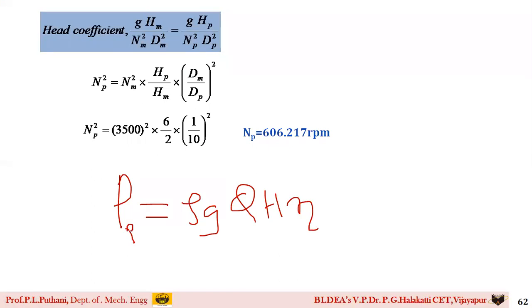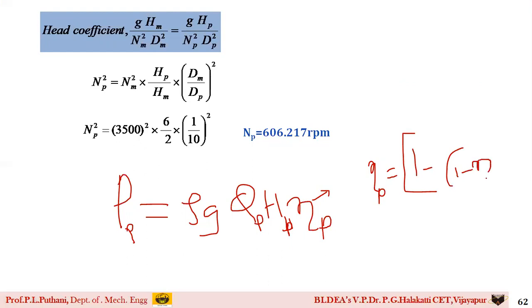So with respect to the prototype, power PP, QP, HP, and efficiency of the prototype, eta P, right? We need to calculate this one now. So how do we calculate it? Using our Moody's equation, eta P is equal to 1 minus (1 minus eta M) into (dm by dp) whole raised to 0.2. Using this equation, we need to calculate the efficiency of a prototype.